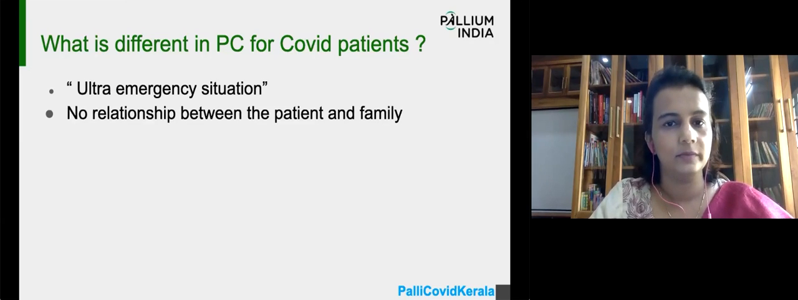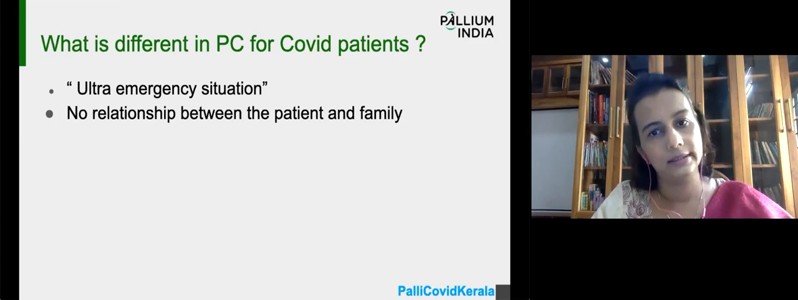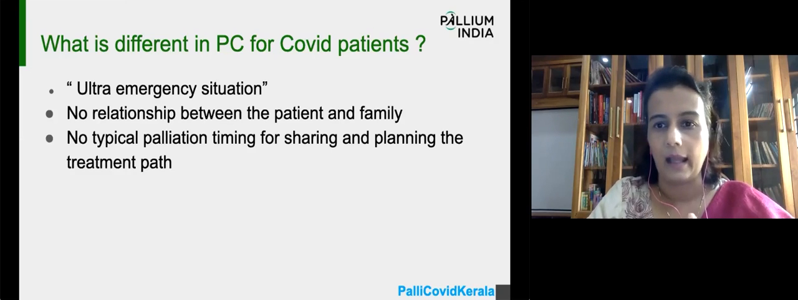The important thing to remember is that right from the beginning of the disease and maybe towards the end of life, the unfortunate situation is that there is no relationship between the patient and the family, because the patient has to be isolated. So there tends to be an increased relationship between the patient and the healthcare professional, because they are the only ones present for the patient throughout their symptom journey until they become better or reach end of life. And as I mentioned, there's no typical palliation timing for sharing and planning the treatment path, because things can change pretty quickly.